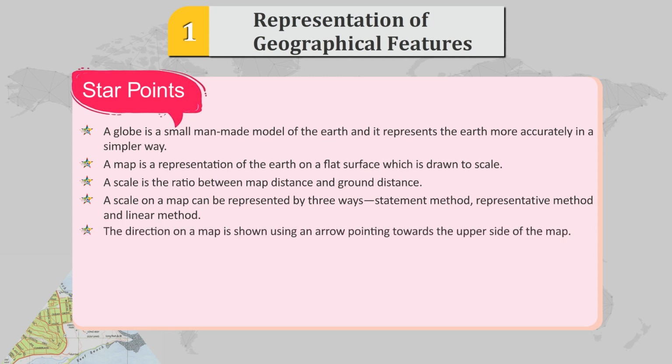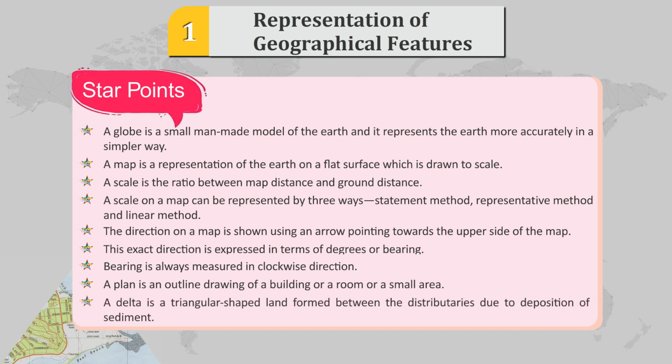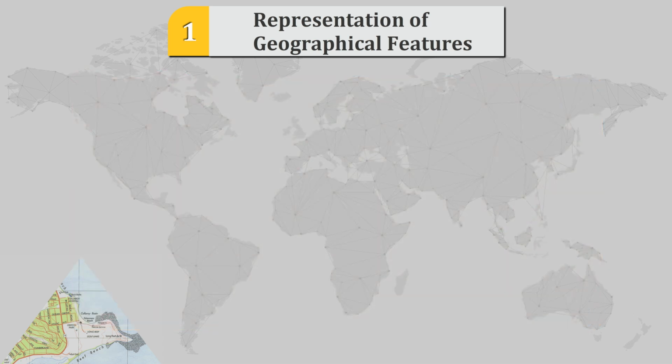The direction on a map is shown using an arrow pointing towards the upper side of the map. The exact direction is expressed in terms of degrees or bearing. Bearing is always measured in clockwise direction. A plan is an outline drawing of a building or a room or a small area. A delta is a triangular shaped land formed between the distributaries due to deposition of sediment.